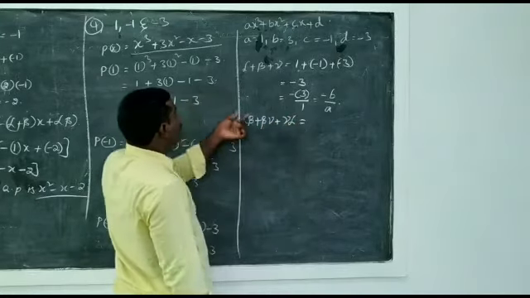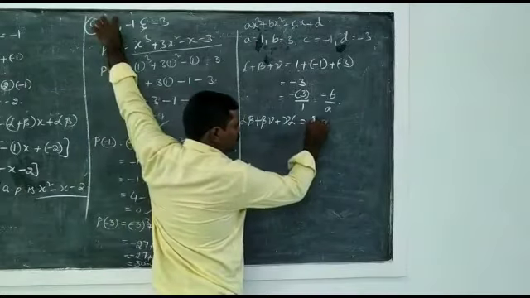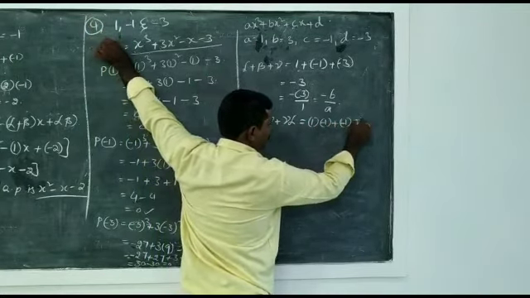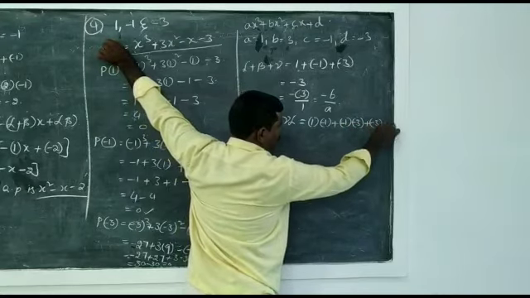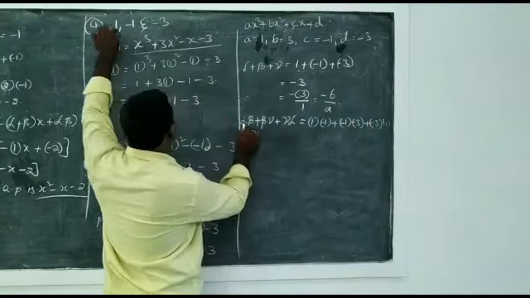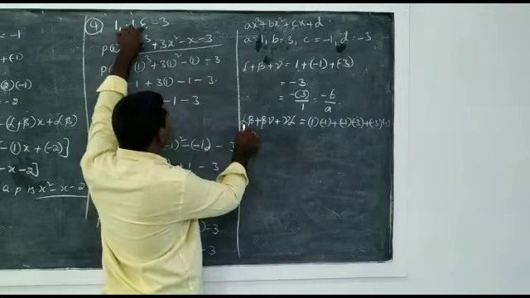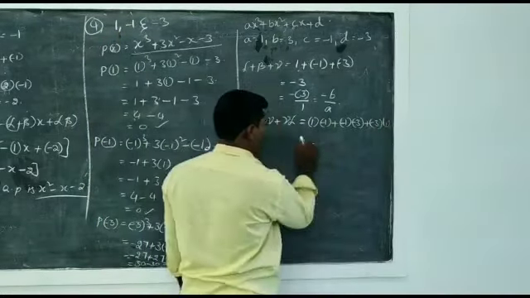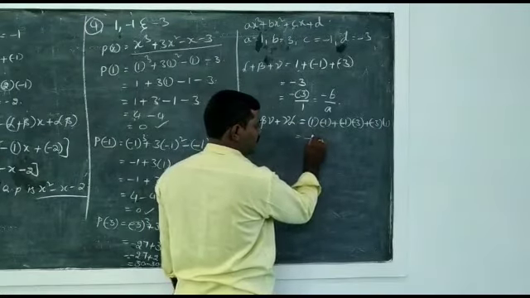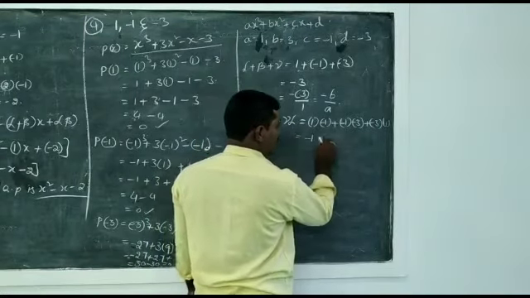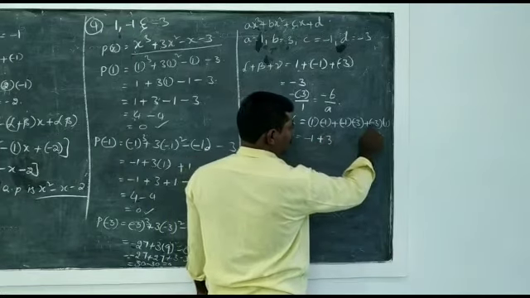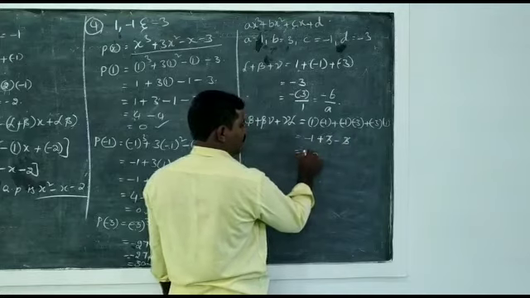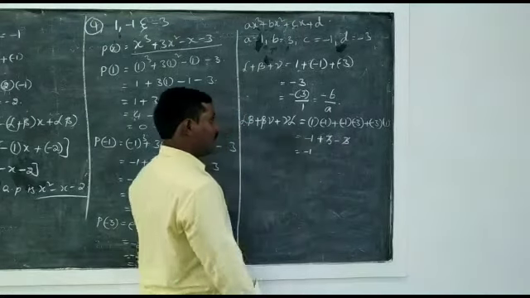Alpha beta plus beta gamma plus gamma alpha. What is the alpha value? 1 into minus 1 plus minus 1 into minus 3 plus minus 3 into 1. Alpha value 1, beta value minus 1, gamma value minus 3. Those values are substituted, and simplify here. 1 into minus 1 is minus 1, minus into minus plus 3, minus into plus is minus 3. Minus 3 plus 3 gets cancelled. It is minus 1.